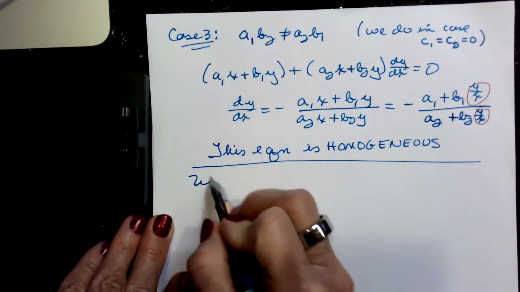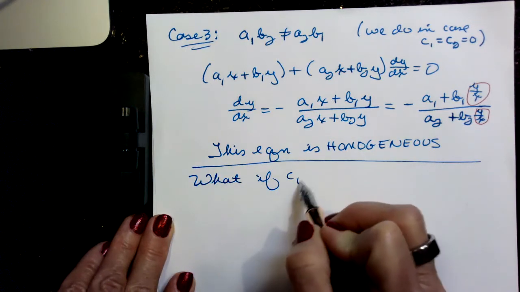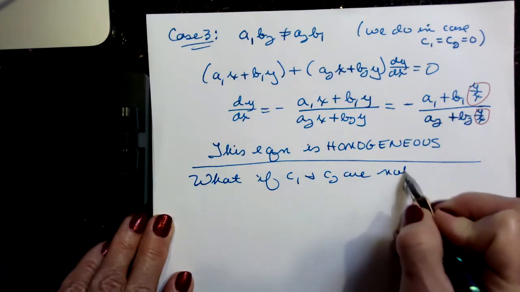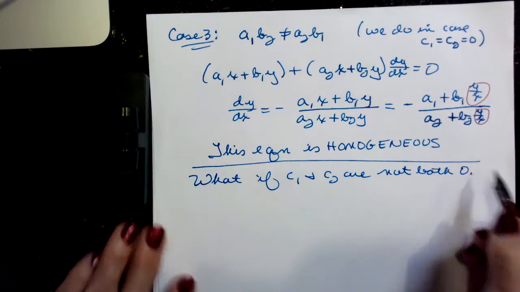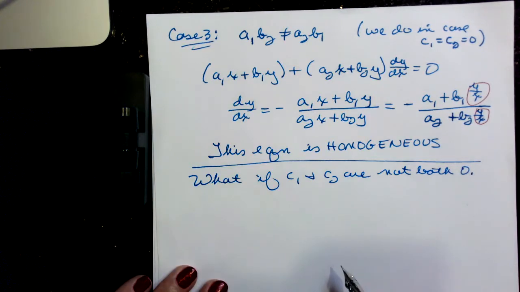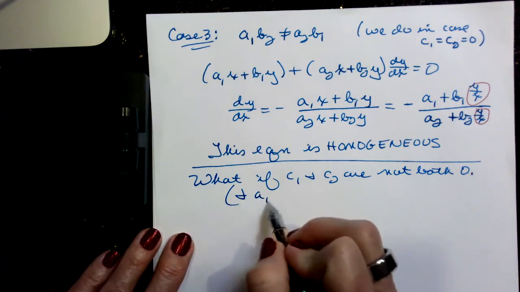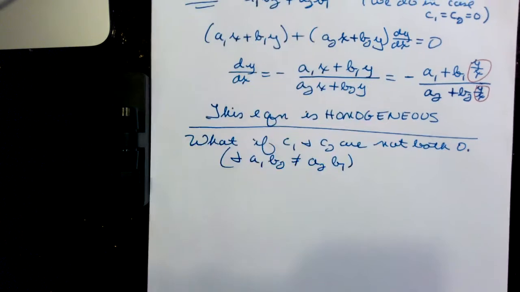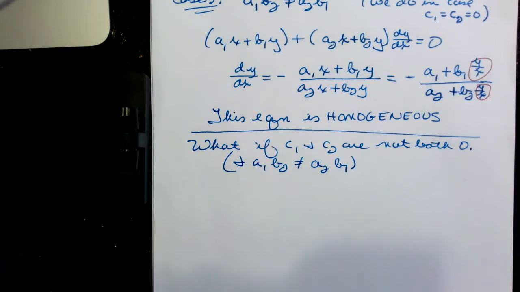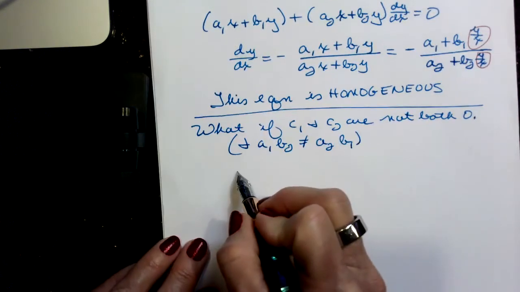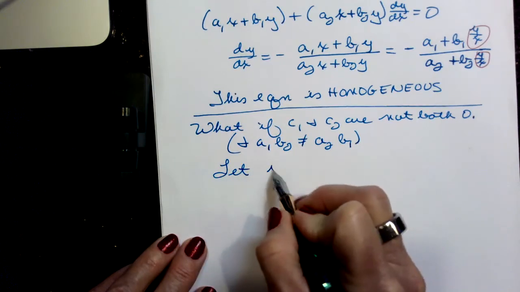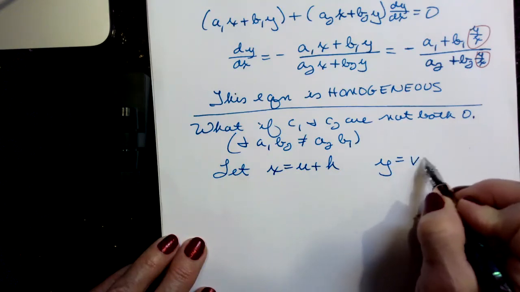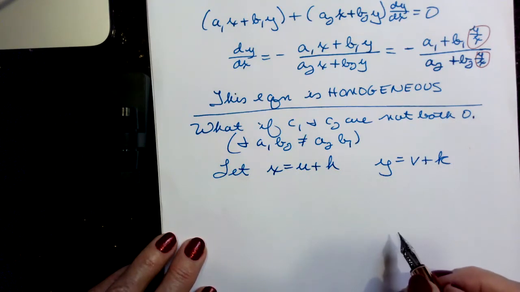All right, so now what do you do? What if C1 and C2 are not 0? What are we going to do? We're in the case A1 B2 is not equal to A2 B1. We're basically going to shift the axes. We're going to let x be equal to u plus h and y be equal to v plus k, where h and k are constants.